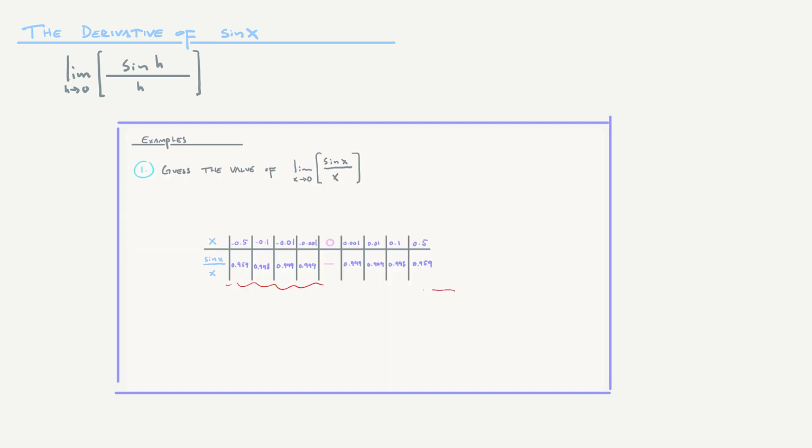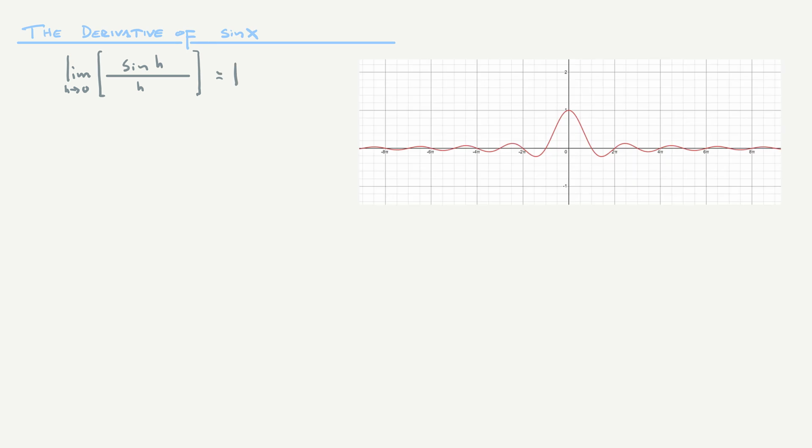So again, as x approaches 0 from the right-hand side of the graph, we see that our y values seem to be approaching 1, and so my guess is that the limit as x approaches 0 of the sine of x over x is 1. Okay, so we get that it's 1.